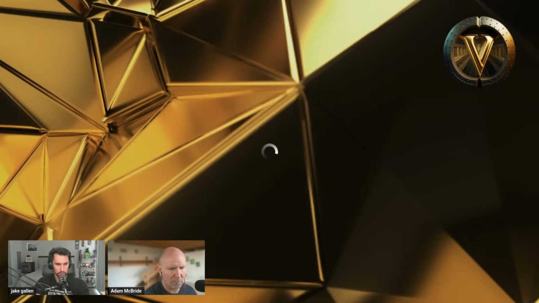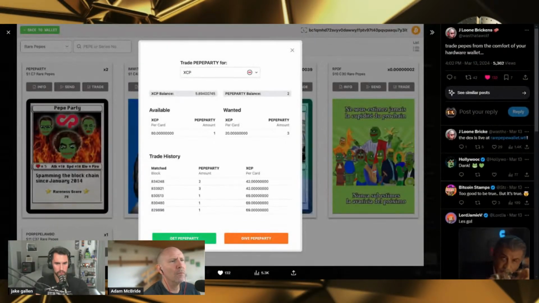And it really is as easy as you create your order, either your buy order or your sell order. They're all kind of the same because there's something on either end. You're either buying XCP and selling a Pepe, or you're buying a Pepe and selling XCP. You get these little order books with each Pepe, and you can very easily trade.